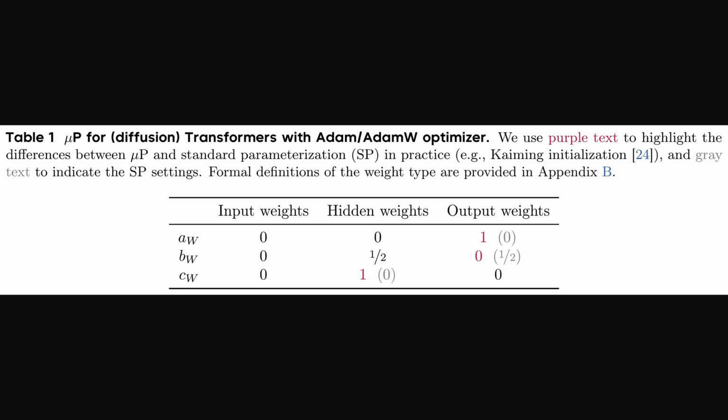Alright, so Table 1 here really digs into the specifics of how Maximal Update Parametrization is applied to diffusion transformers, particularly when using the Adam/AdamW optimizer. It lays out these crucial scaling exponents, denoted "aW", "bW", and "cW", which are used to adjust learning rates and initial weight values for the input, hidden, and output layers. The table highlights how these maximal update parameterization values, shown in black and purple, differ from standard parameterization, shown in gray. These precise differences are key to achieving that stable hyperparameter transfer we discussed earlier.